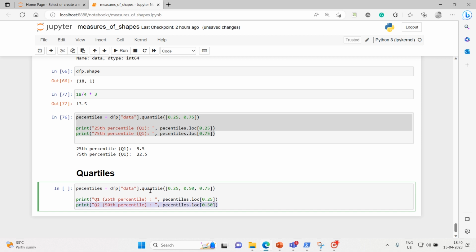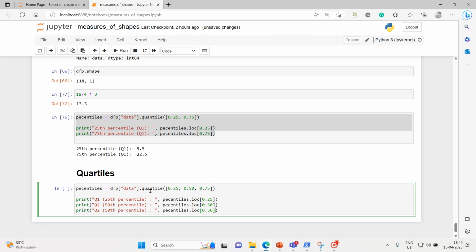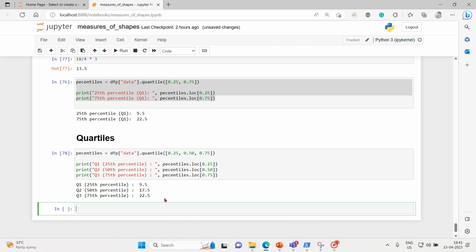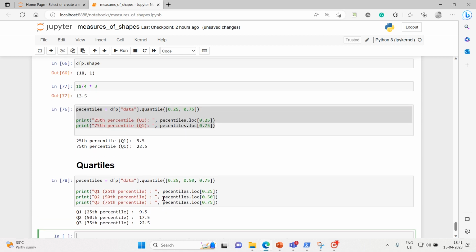And then the final, quartile 3, that's the 75th percentile. That means 75% of data should fall below this value. So 75, and let me make it 0.75. That's it. Here are your values.